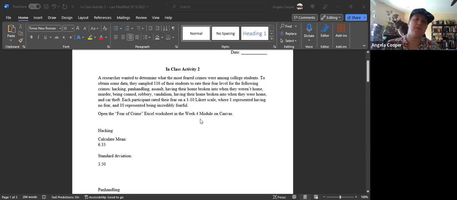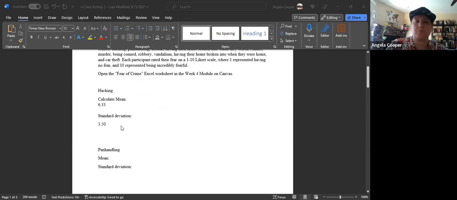So it says a researcher wanted to determine what the most feared crimes were among college students. To obtain some data, they sampled 116 of their students to rate their fear level for the following crimes: hacking, panhandling, assault, having their home broken into when you're not home, murder, being conned, robbery, vandalism, having your home broken into when you are home, and car theft. For each of these crimes, each participant rated their fear on a 1 to 10 Likert scale, where 1 represented having no fear and 10 represented being incredibly fearful, the most fear they could have.